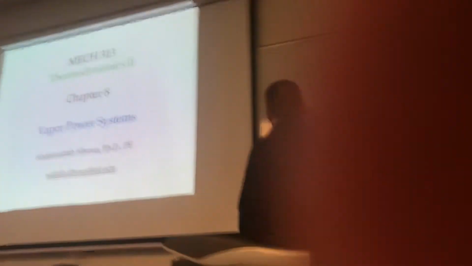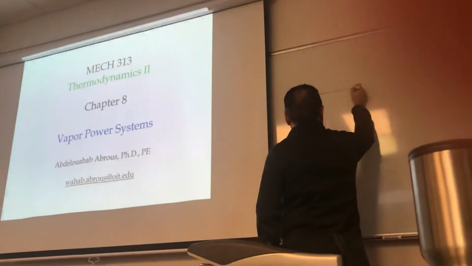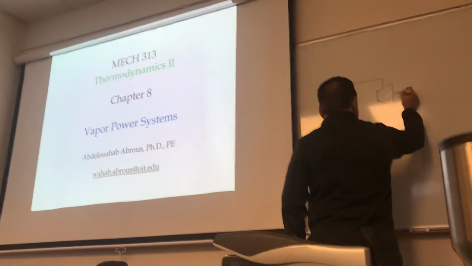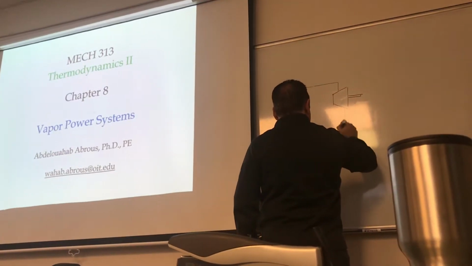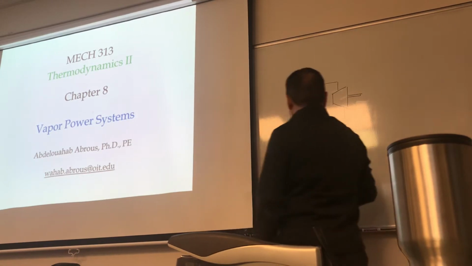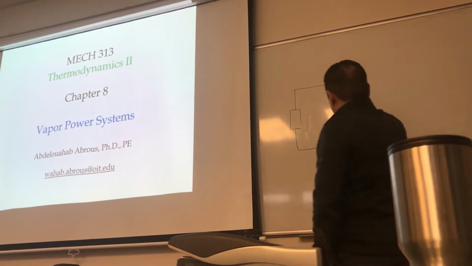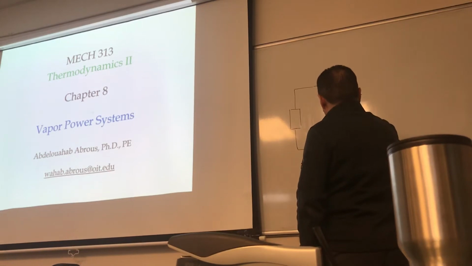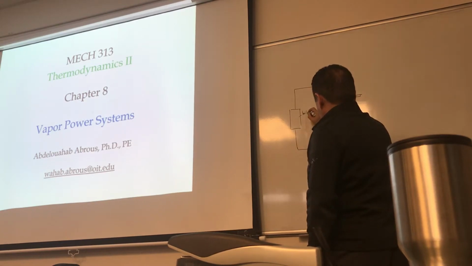So it means you take water vapor, pass it through a boiler. After the boiler, you go to a turbine. After the turbine, you go to a condenser. From the condenser, you come back to a pump, and then you're back here, right? So this is obviously a turbine. This is a condenser. This is a pump. And this is a boiler.